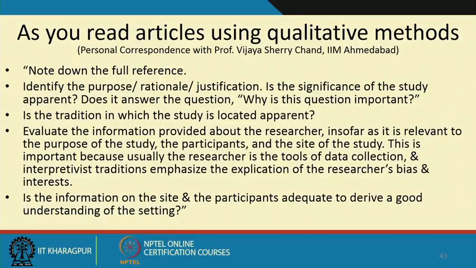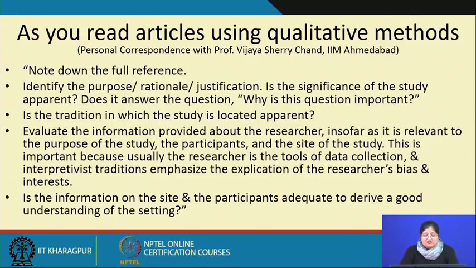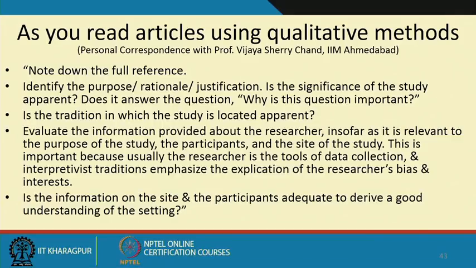Anyway, when you are reading articles that have used qualitative methods, you need to note down the full reference as you did in the previous type of articles, and then you identify the purpose or rationale or justification. Is the significance of the study apparent? Does it answer the question, why is this question important? So you find out what the significance of this article was. Is the tradition in which the study is located apparent? When we talk about qualitative research methods, we have a variety of traditions that we approach it from. So is that tradition apparent or not?